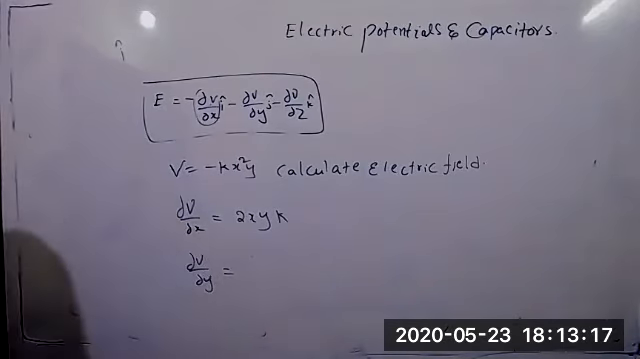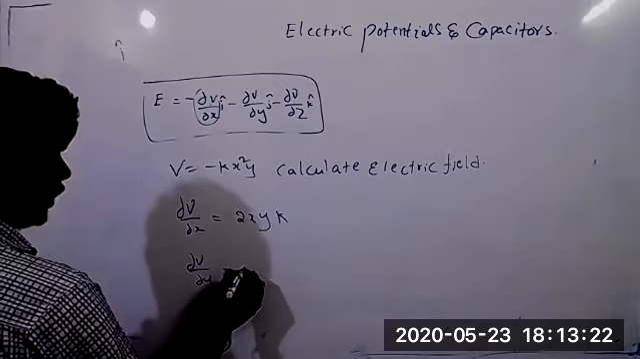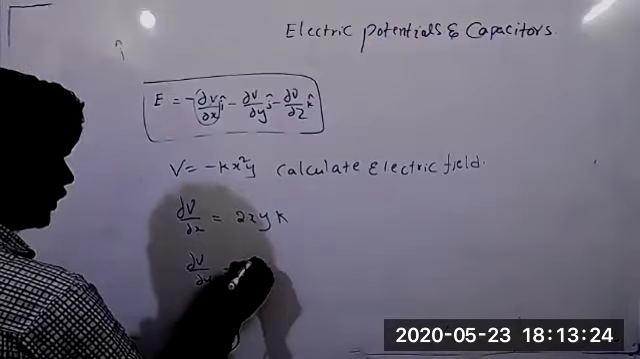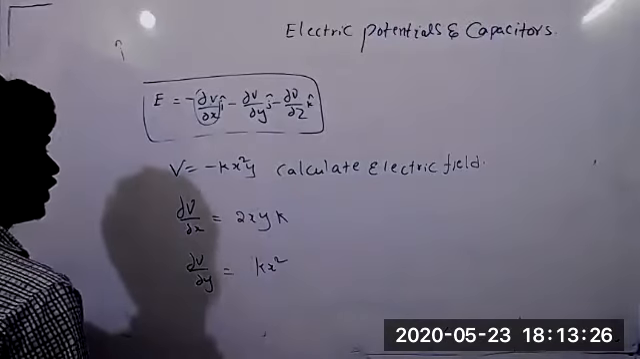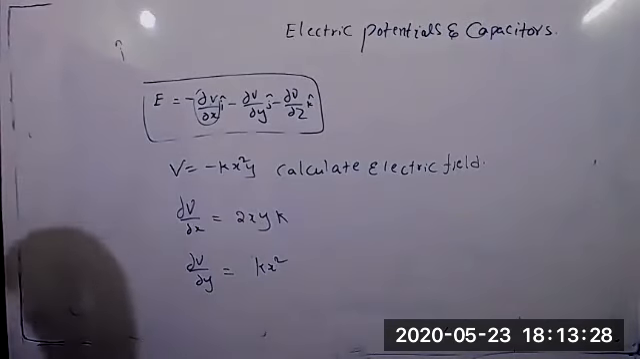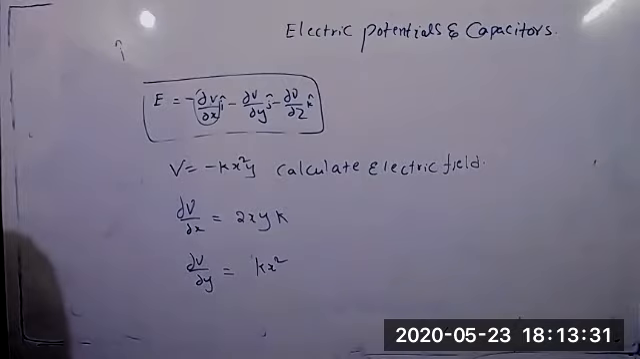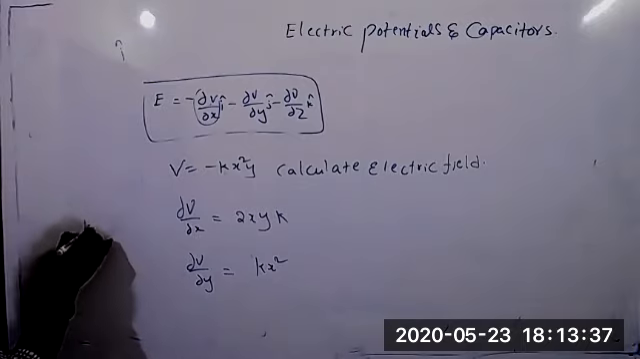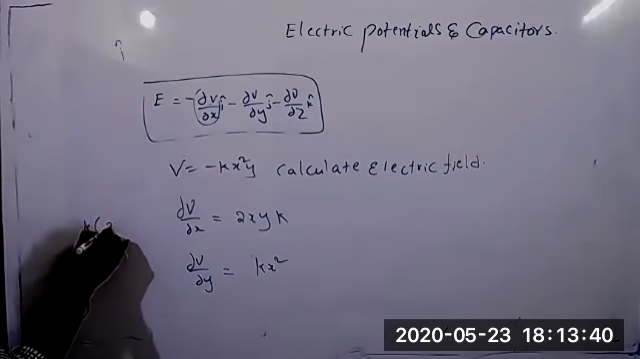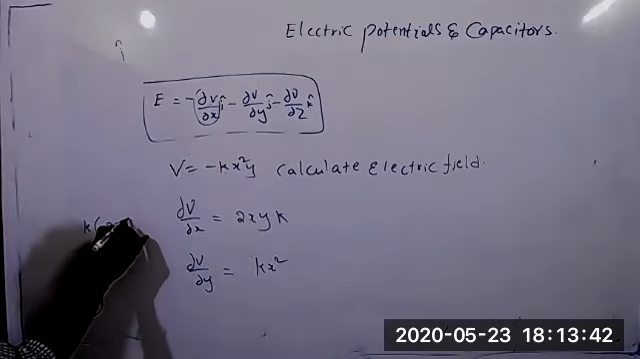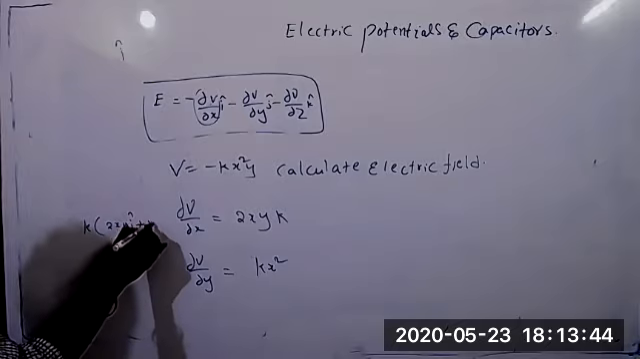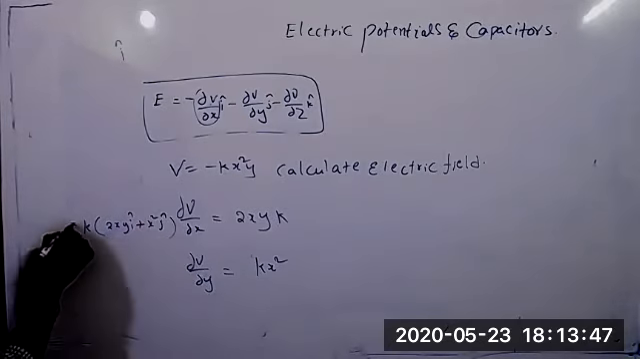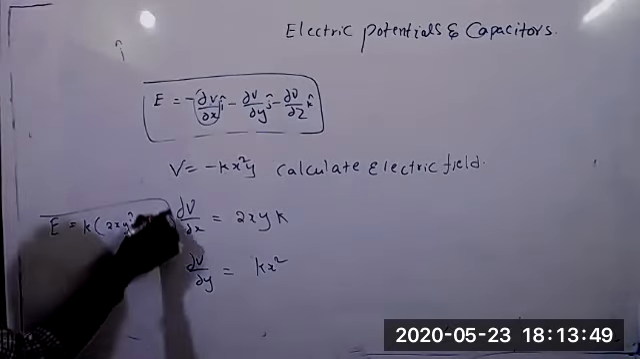Dou V by dou y: k x square. So the electric field is 2kxy i cap plus k x square j cap. That's all. You can take k common: k(2xy i cap plus x square j cap) equals E net.